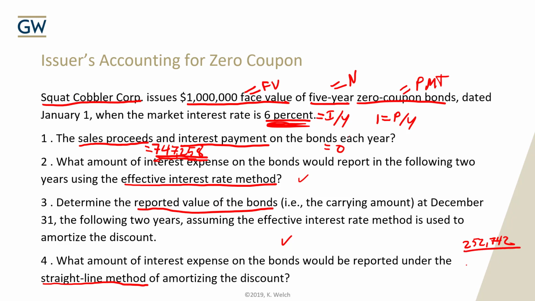252,742. And what you do under the straight line method, and you guys are all going to love this, and you love it because it's easy, but this is just not the way we normally do it. It's not encouraged by either the IFRS or US GAAP, but you can do it this way. It's not often done that way. You just take that amount and divide it by the number of periods, which is 5, and the interest expense for every period evenly over the 5 years will be the 50,548 will be that interest expense every year, and it will be a flat amount.